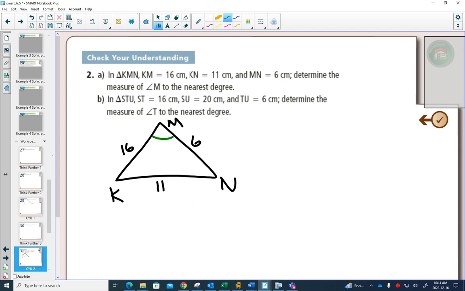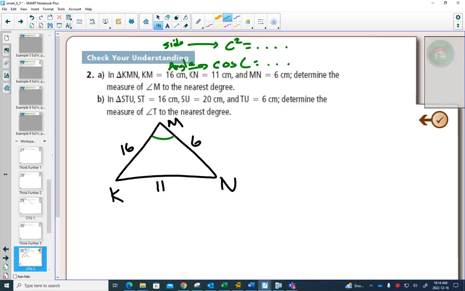The cosine law has two forms. It has one form that has c squared equals on one side, and another form that has cos c equals on one side. They both work in whatever situation you have. However, you would use this one when you want to find an angle, and this one when you want to find a side. So we want to find an angle. It's going to be easier with the cos c one.